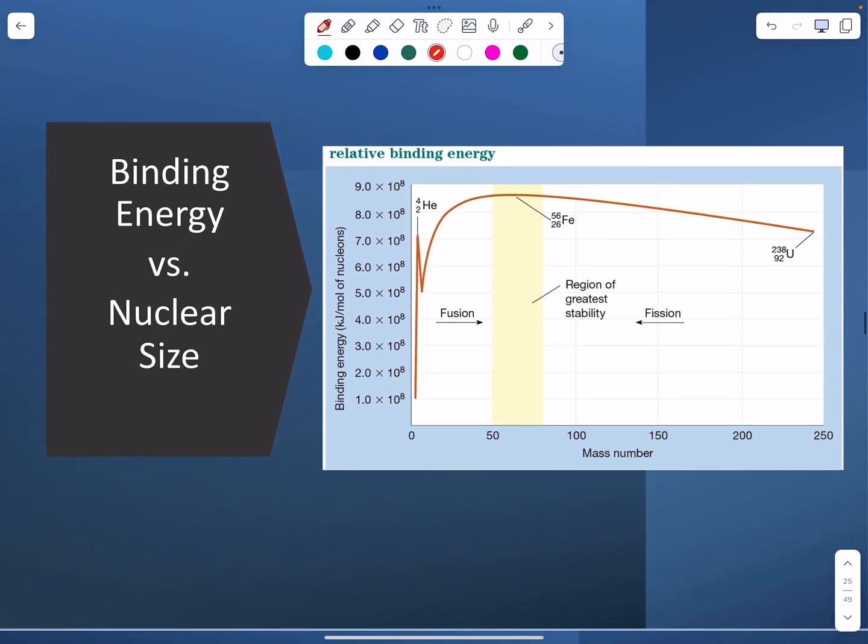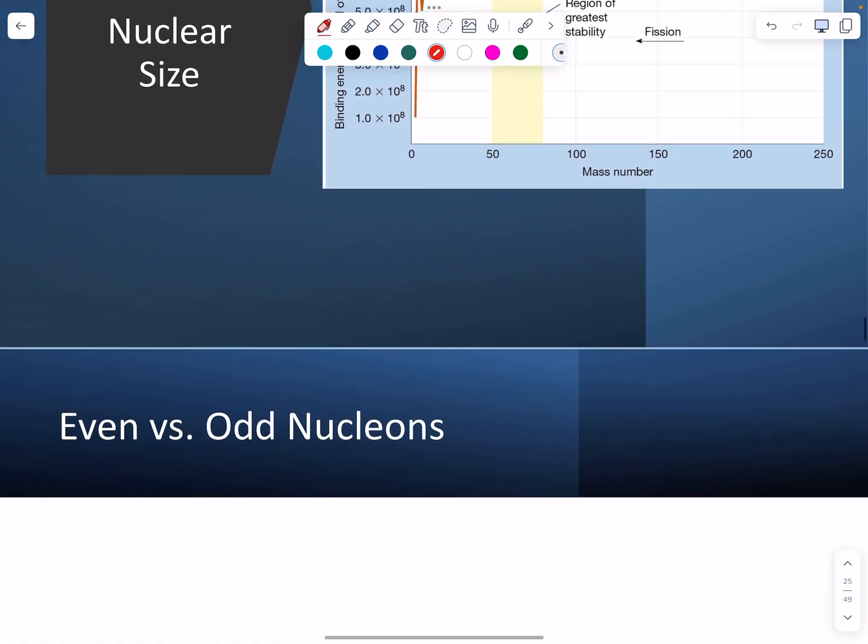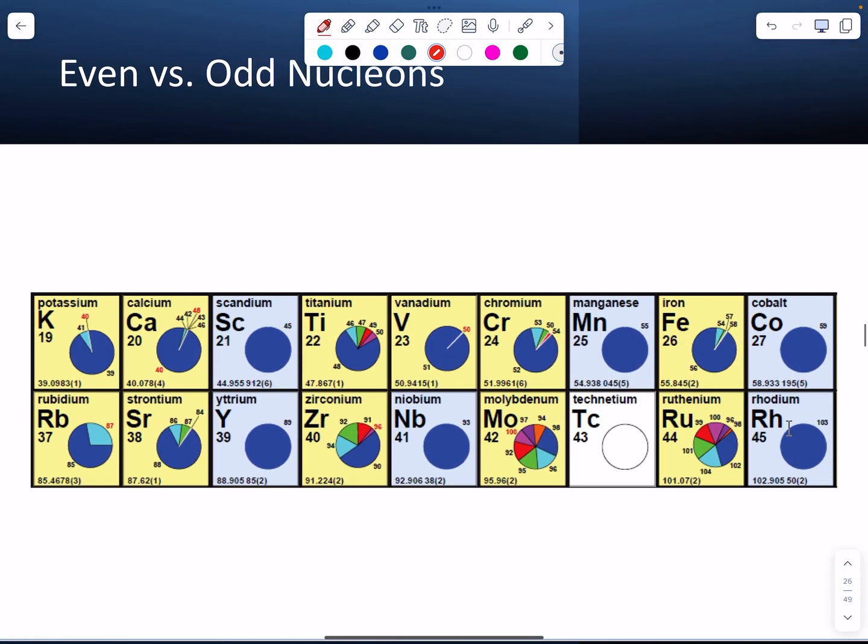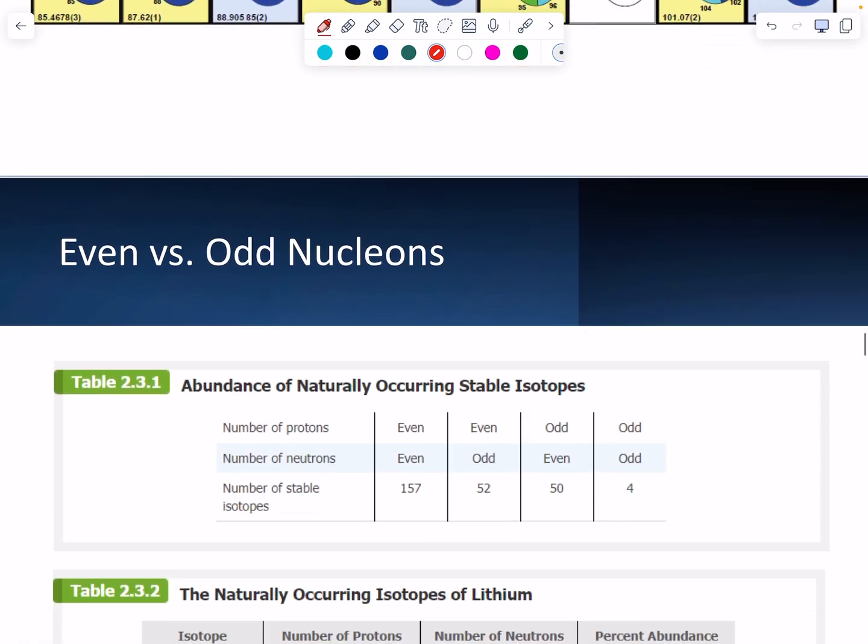All right, we're going to skip binding energy. We talked about, again, even versus odd number of nucleons, number of particles. And again, you can look and see patterns that arise in terms of the isotopes.